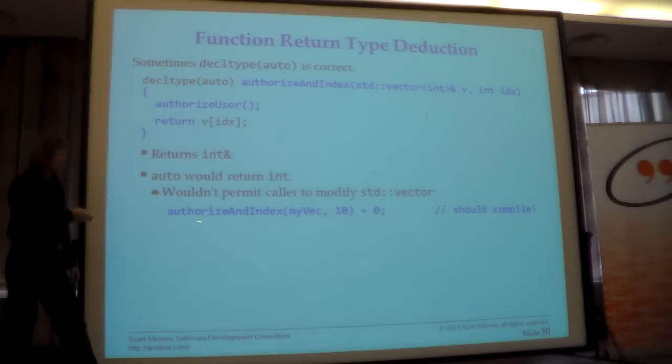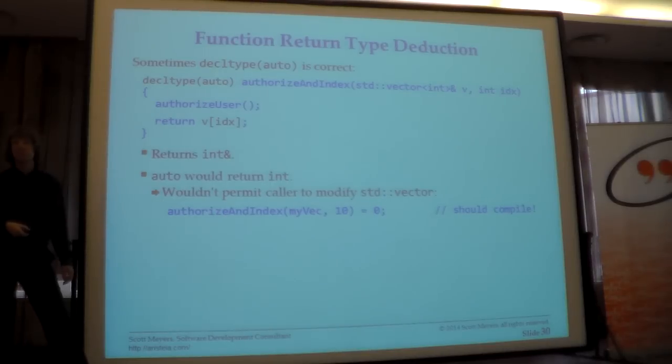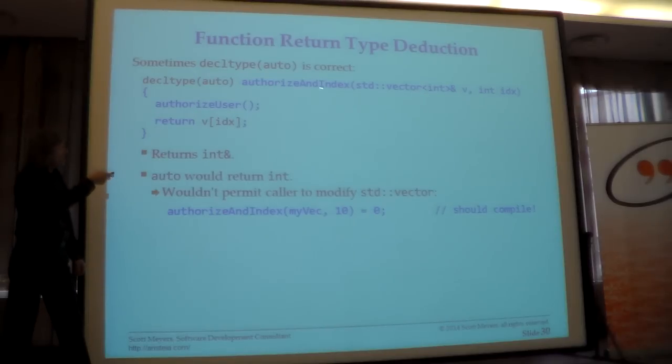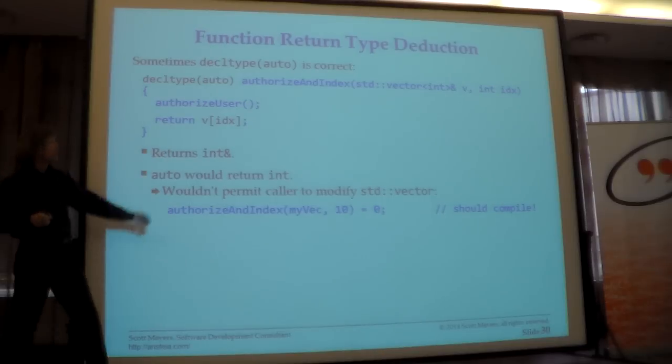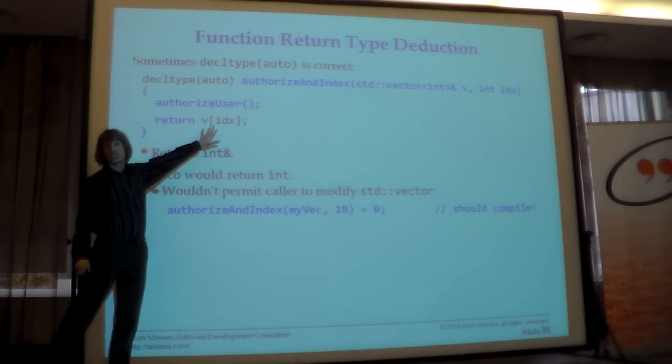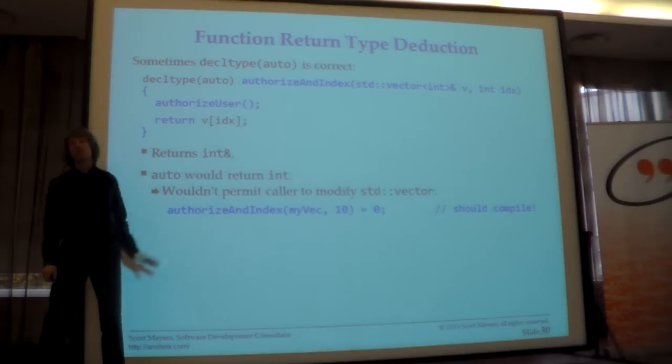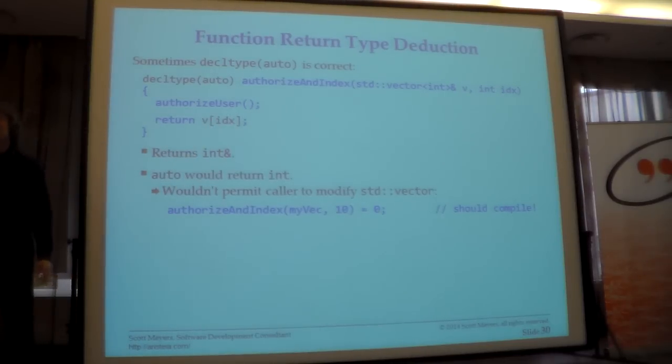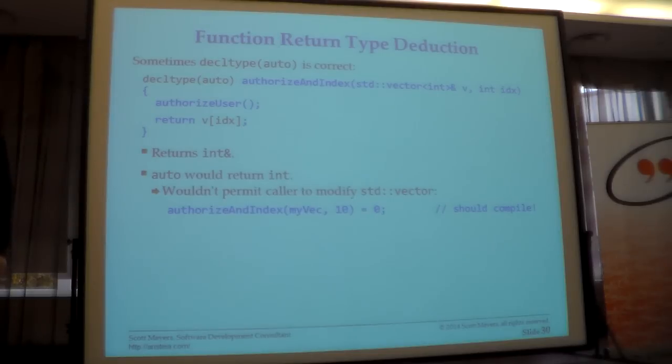Now, in this case, I do want this to compile. I want this function, authorize and index, to return exactly what this thing returns. If this returns a reference, I want it to return a reference. Auto will be incorrect here. Auto would give me a copy. So sometimes you want an auto return type, but sometimes you want a decltype auto return type. That's why we have both.